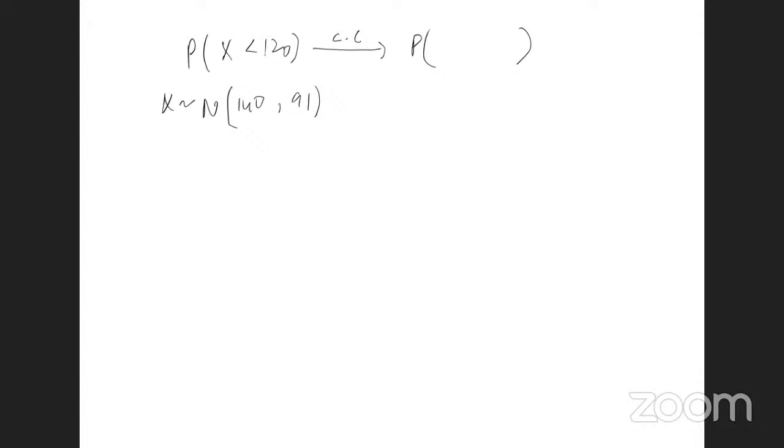So when you apply the continuity correction, it will be the probability of X is less than 119.5, right? Now we need to standardize. So that'll be the probability of Z is less than 119.5 minus 140 all over the square root of 91. That's when you standardize it. How much is that?